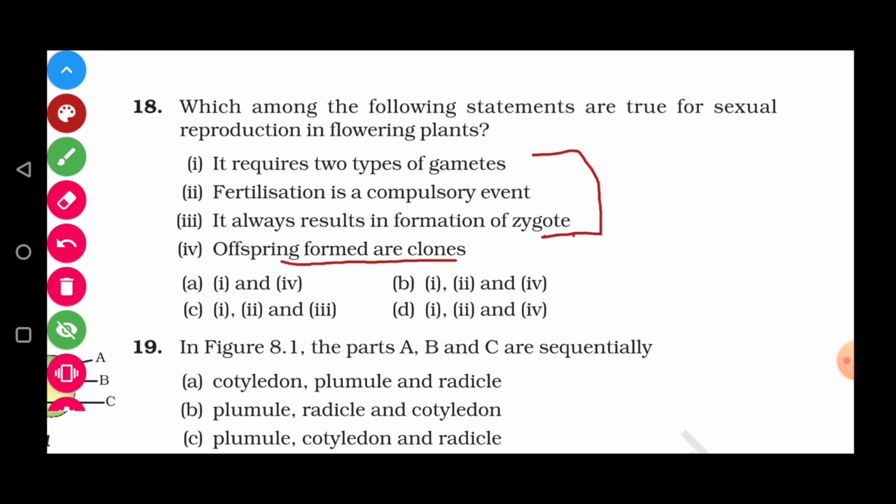Offspring formed are clones. Here cloning will not happen because sexual reproduction is taking place, so it will have both characters of male and female parents. Characters of both will be present. So leaving the fourth, the options we see are first, second and third. So option C consists of first, second and third option. So C will be the correct answer. Now move on to the next question.